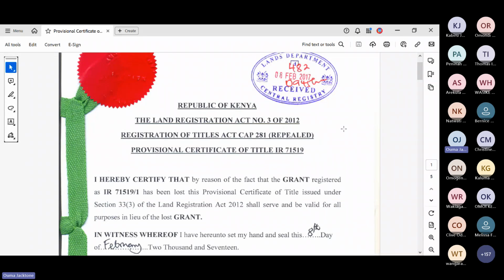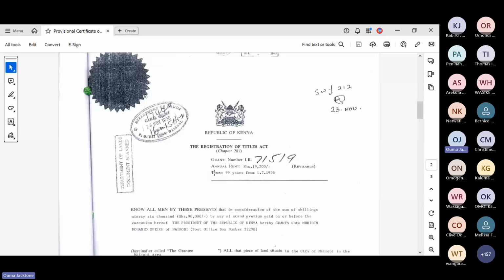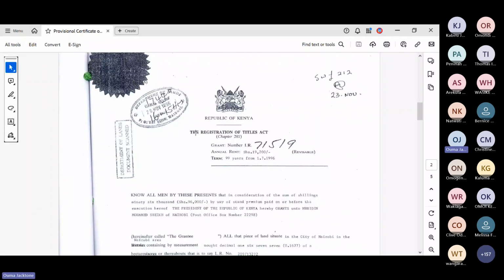Thank you very much. So this is an actual RTA, but this was reissued because the main title got lost. They had to reissue it again in 2017, which is way after 2012. But you can see that it is still a title under the repealed RTA. The title number is IR number 751. So you can see the RTA, that is the Registration of Titles Act, and then the number is IR number 751.